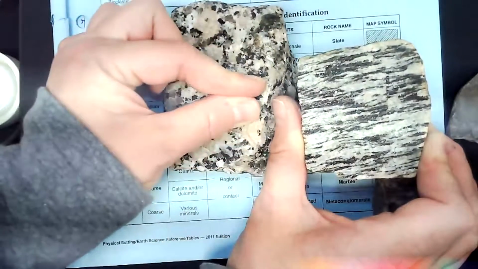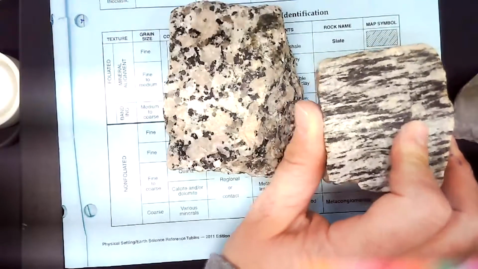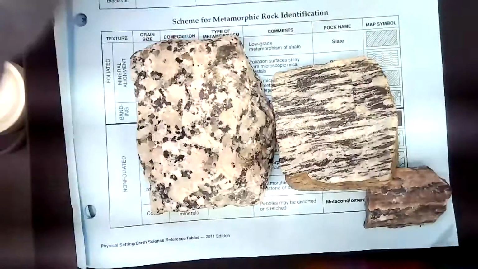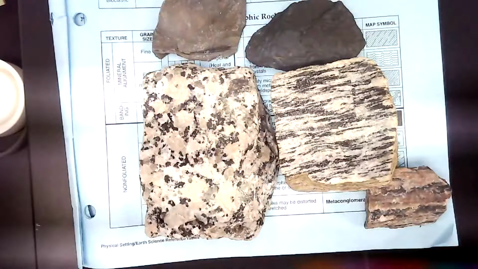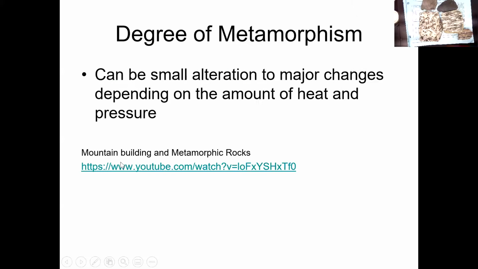Really what happened is each individual crystal squished and lined up. This is the metamorphic rock gneiss. So this is a high grade of metamorphism. Huge change compared to the low grade where there was barely any change. So let's go ahead and write that in. Degree of metamorphism. So it can be a small alteration to major changes depending on the amount of heat and pressure.